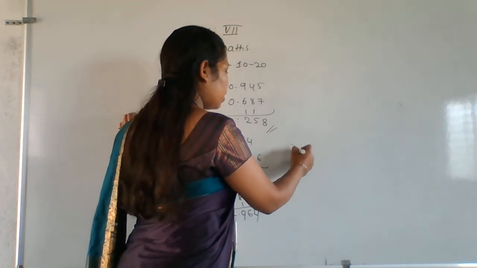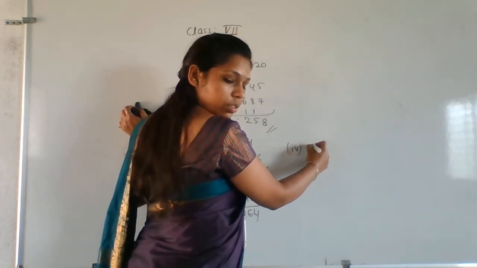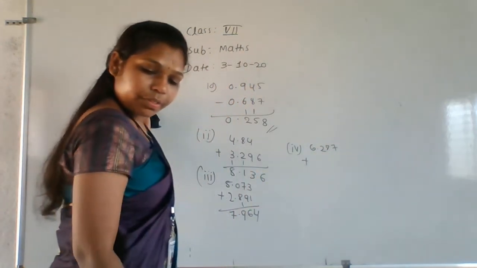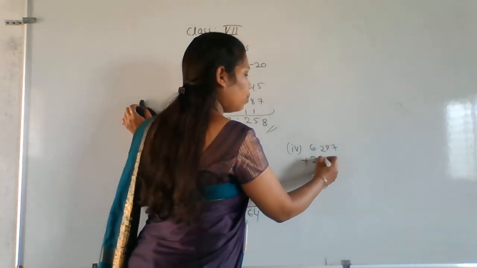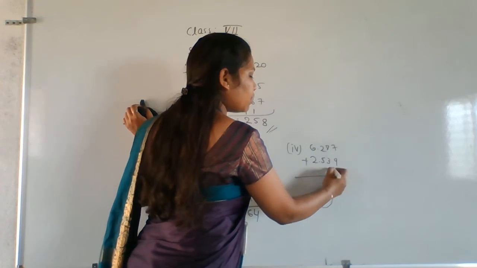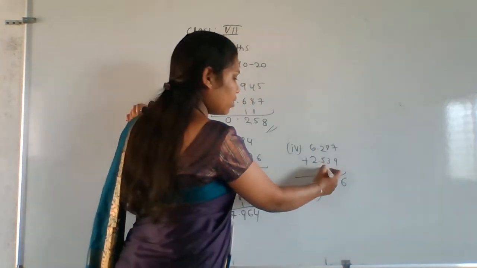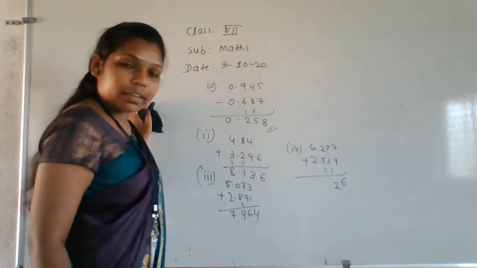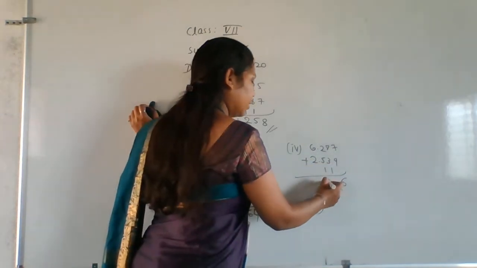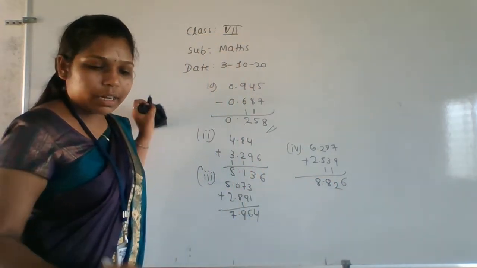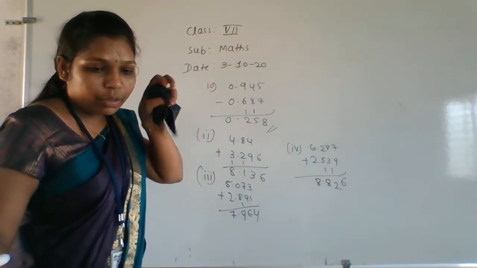Next, the fourth one. What is the fourth question? 6.287 plus 2.539. 7 plus 9, 16. 8 plus 3, 11. 11 plus 1, 12. 2 plus 5, 7. 7 plus 1, 8. 6 plus 2, 8. This is the answer. Okay. Next, go for the 11th question.